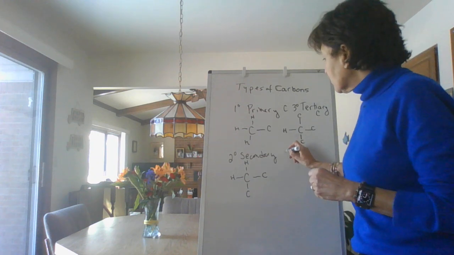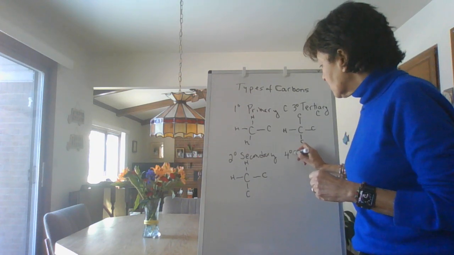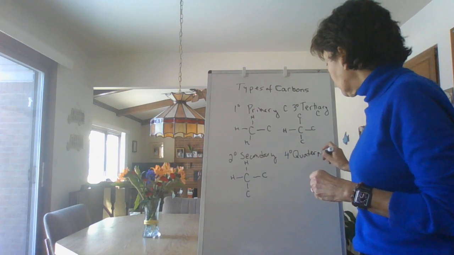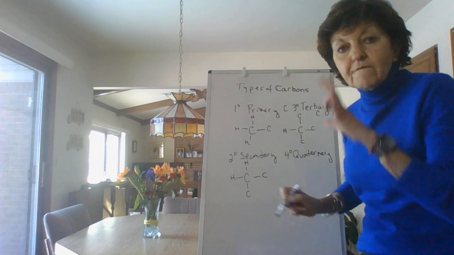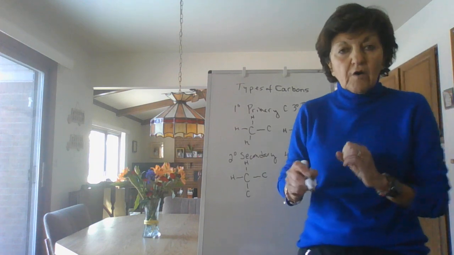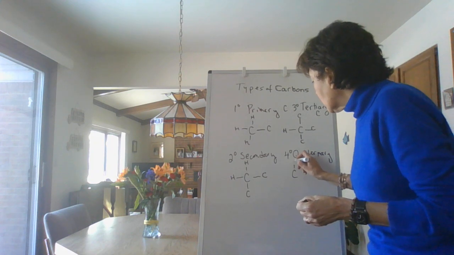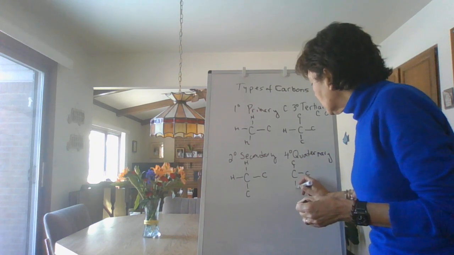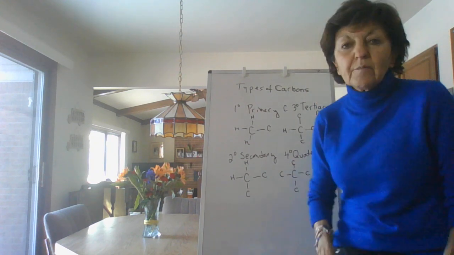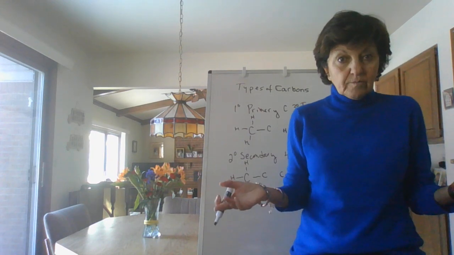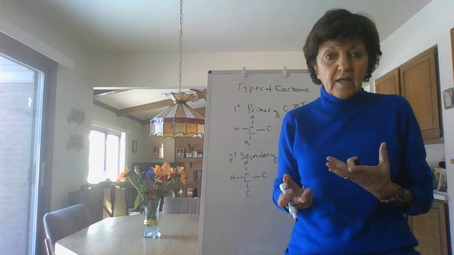And then a quaternary carbon, guess what that one is? Four of the bonds of carbon are connected to other carbons. So here we have carbon, carbon, carbon, carbon. How many hydrogens does a quaternary carbon have? 0, attached directly to that carbon.